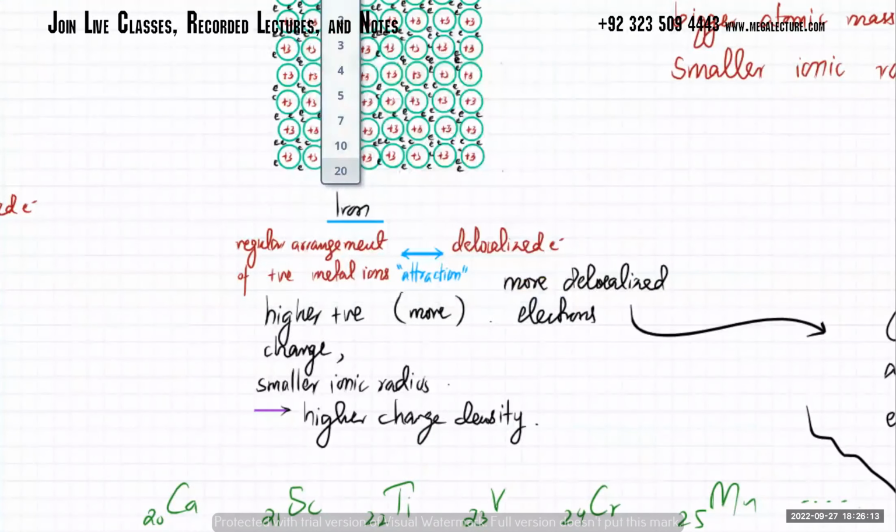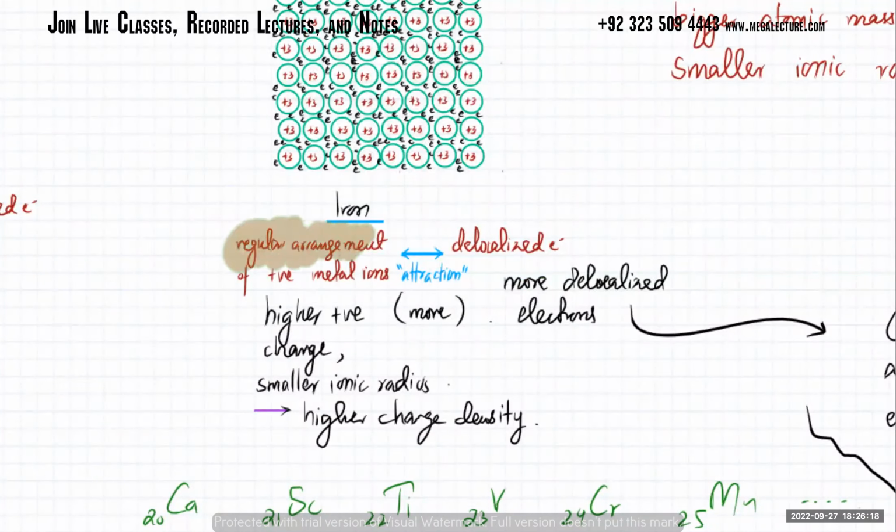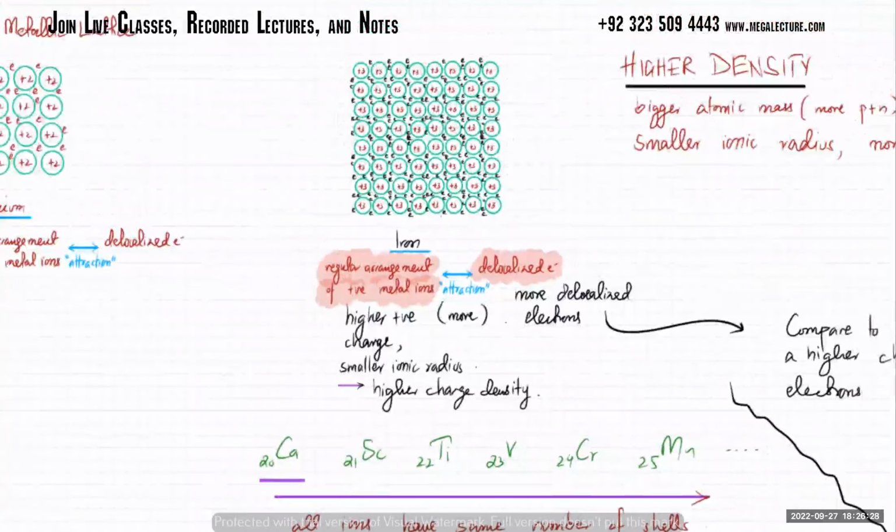Let me just highlight this. You get 2 reasons: delocalized electrons, and the other one is that you've got more positive charge on the metal ion. That pretty much sums it up.